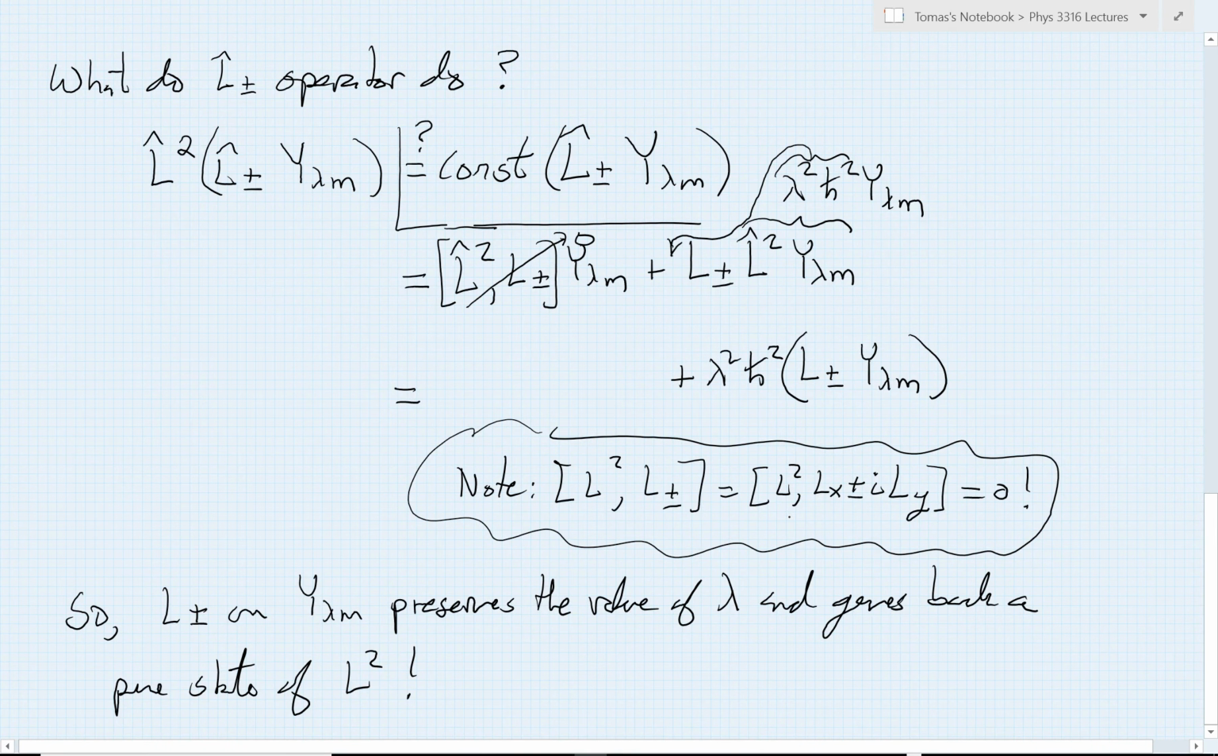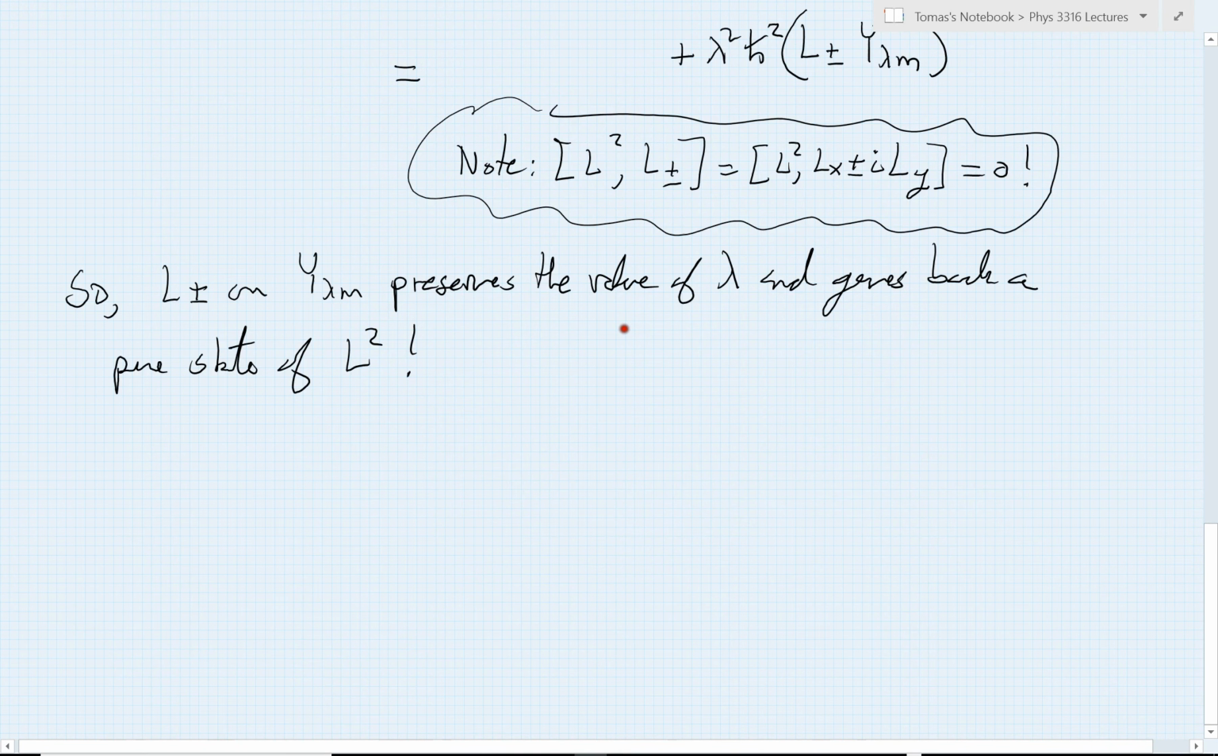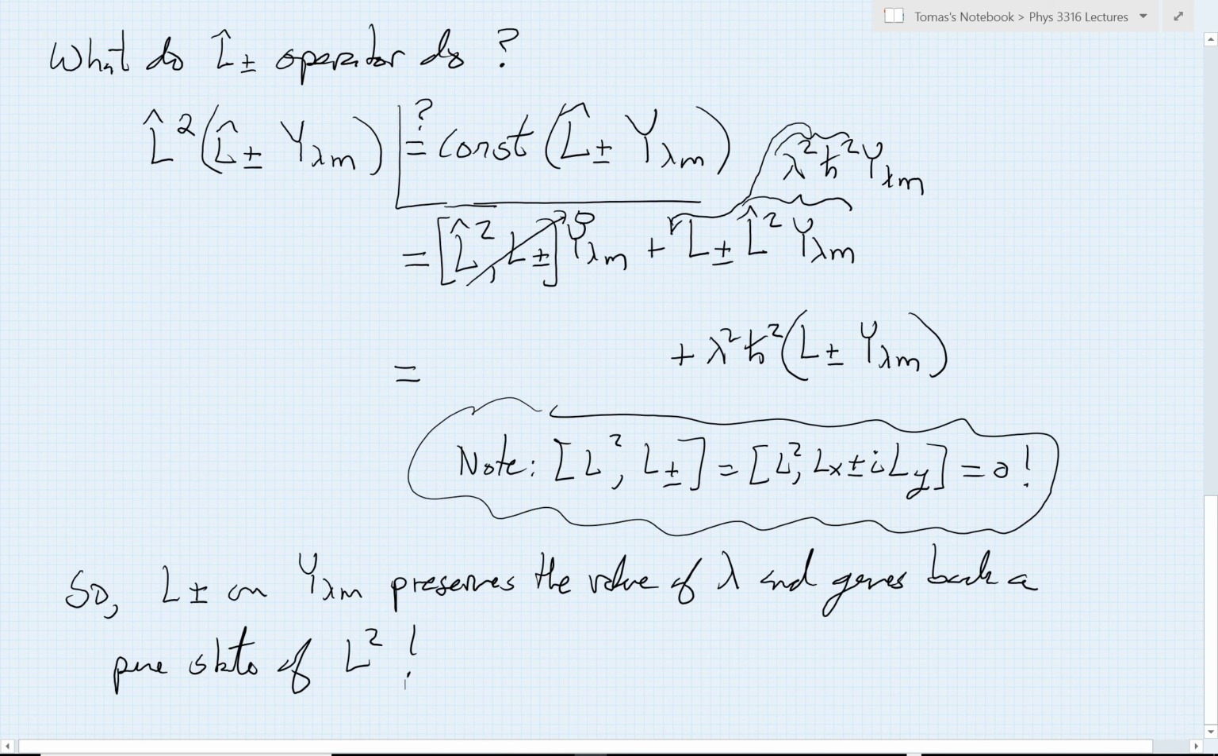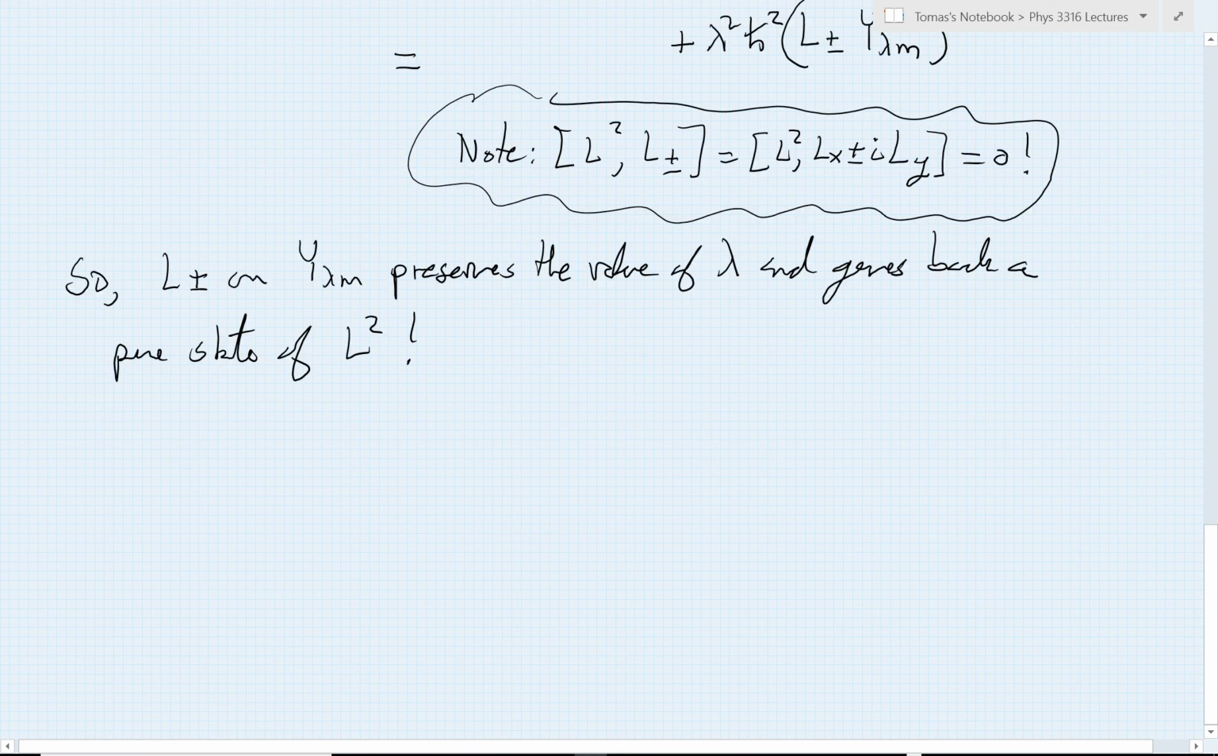We've seen that the L plus or minus operator doesn't do very much to the total angular momentum. What about the z component of the angular momentum? So let's try that next. Okay, so let's ask, what about Lz?